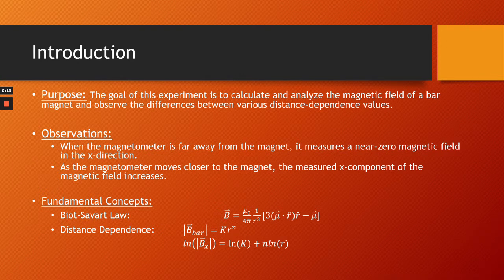While following the procedure, I observed that when the magnetometer was at a far enough distance away from the magnet, the x component of its field was equal to 0 Tesla. In addition, I noticed that the distance between the magnetometer and magnet is inversely proportional to the magnitude of the magnetic field. Two primary equations used in this lab are the Biot-Savart law and distance dependence. The latter has two forms which will be used at different times throughout this lab.